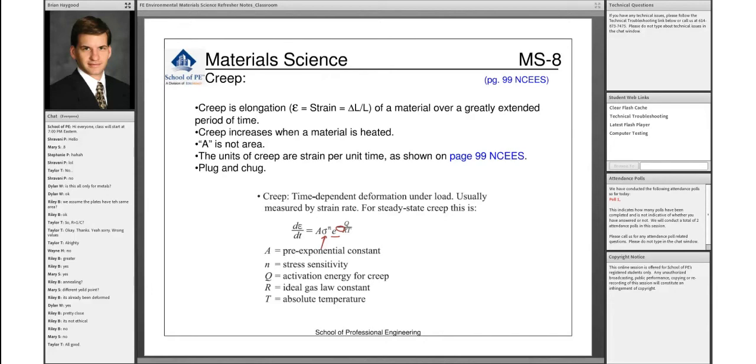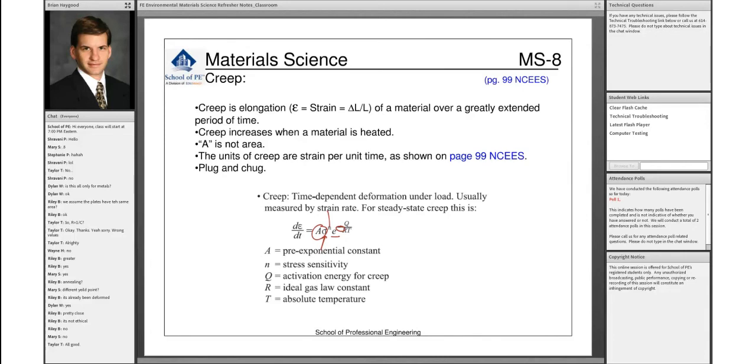Sigma is the amount of stress we've put on something. And n is an exponent we'll put on that called the stress sensitivity. And A is probably the most important factor here. Remember that A is not cross-sectional area.